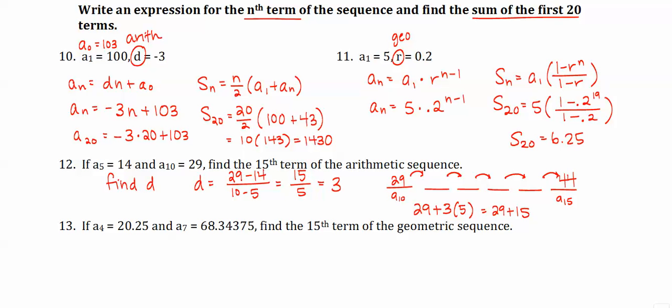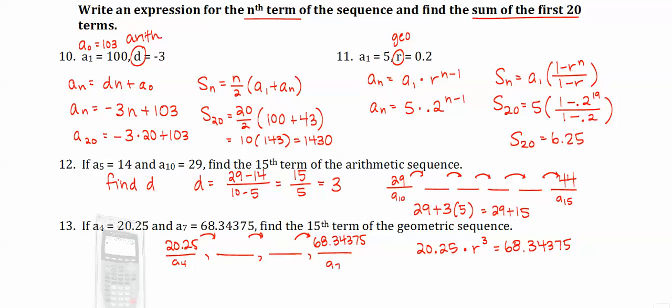Geometric, I'm going to do kind of similar, but I obviously can't find R by just finding a slope. So I'm going to start by listing out my terms. So I have the fourth term, which is 20.25, and then I have 5, 6, 7th term, which is that big old 68.34375. So to get from the fourth term to the 7th term, I've multiplied, remember it's geometric, 1, 2, 3 times. Okay? So the fourth term, which is 20.25, times r 3 times should get me 68.34375.